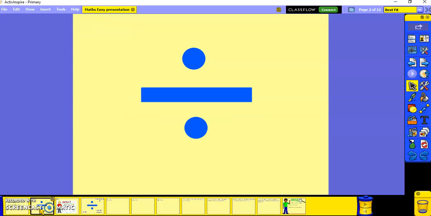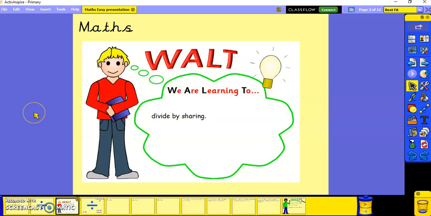So I've popped a sign on the board today. What does that sign mean? Well done to everyone who said it means divide. Today we are learning to divide by sharing.